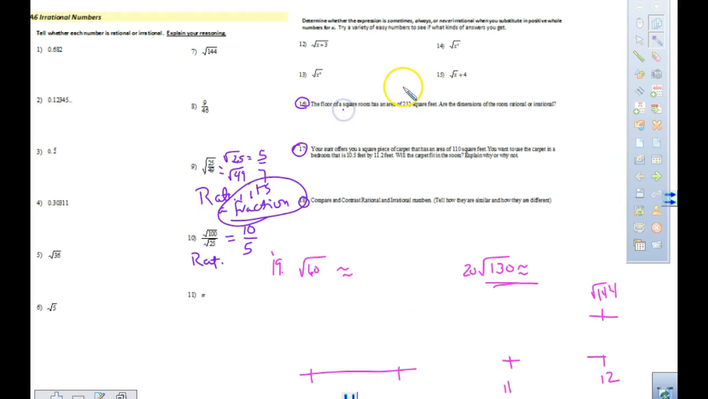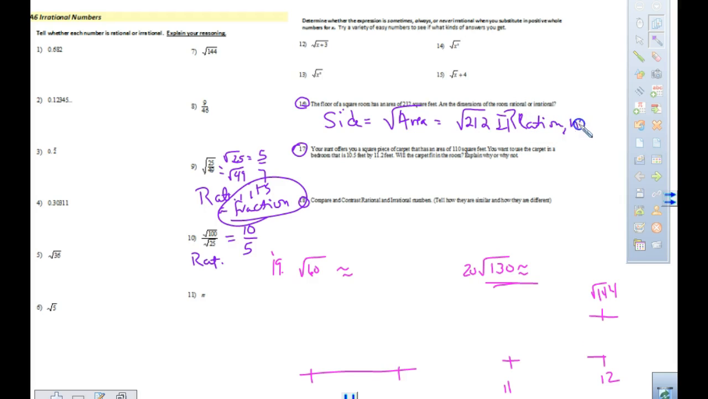Number 16. Number 16 says, a floor has a square of 212 square feet is the area. Are the dimensions of the room rational or irrational? So we know that the side is always equal to the square root of the area. And my area happens to be 212. Is that one of the numbers on your list that you memorized? Since it's not one we memorized, it is irrational.